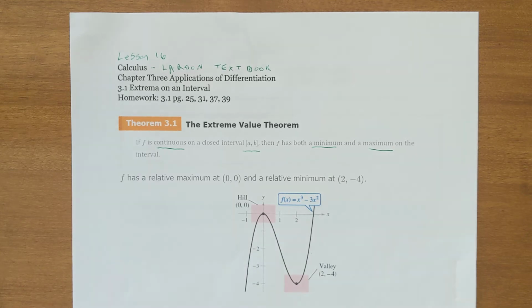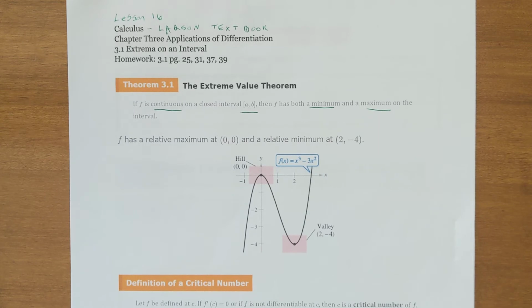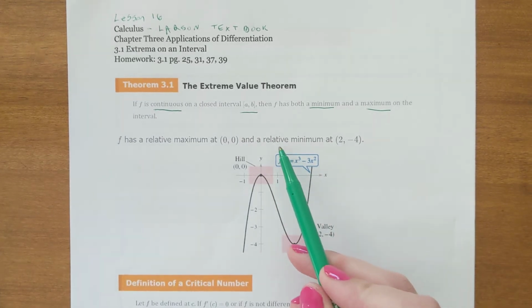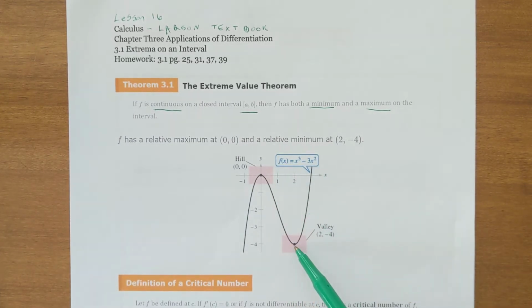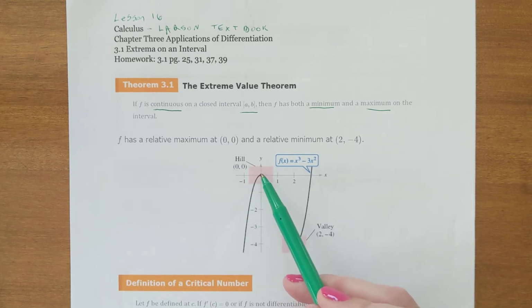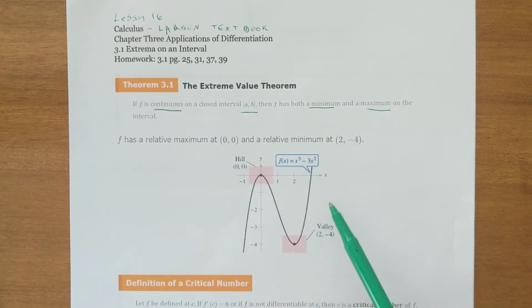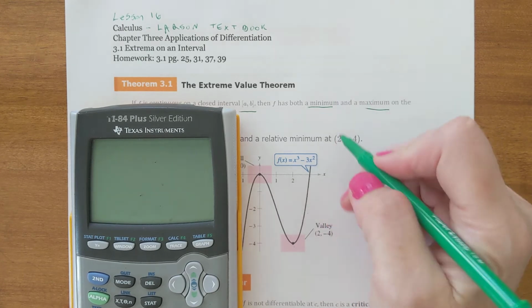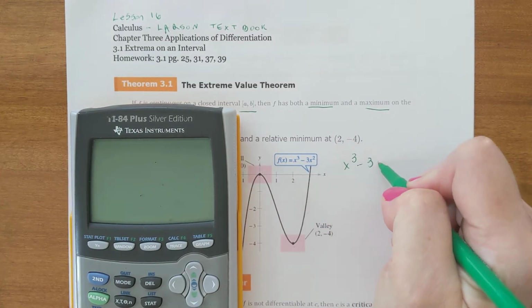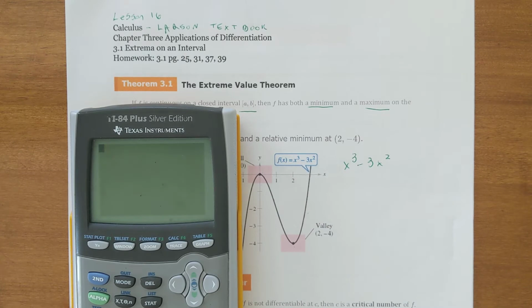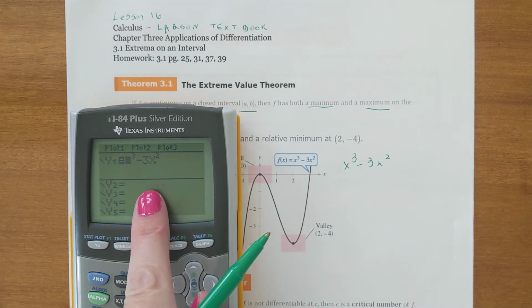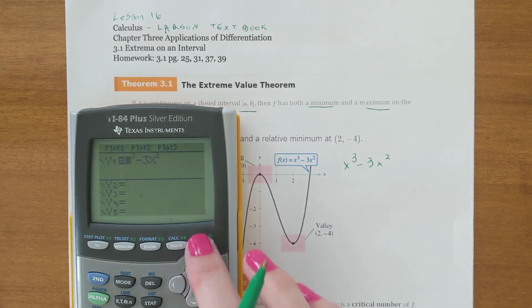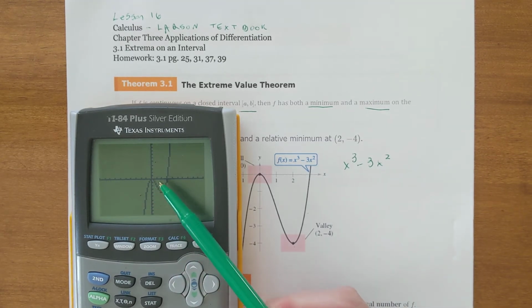So here's the first example that we're looking at. It says f has a relative max at (0, 0), and it has a relative minimum at (2, -4) down here. So again, a max is like at the top of the hill, and a minimum is at the bottom of a valley. And we learned that in pre-calculus. This equation is x to the third minus 3x squared. If you can't read that, put it in the calculator. So y equals x^3 - 3x^2. So graph. So you can see the max there and the min there.